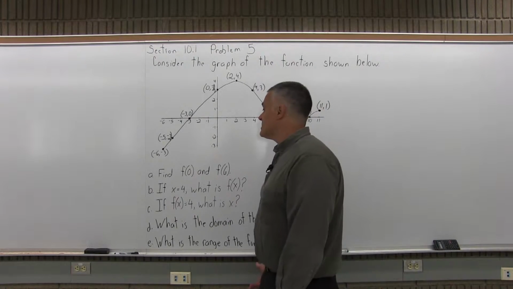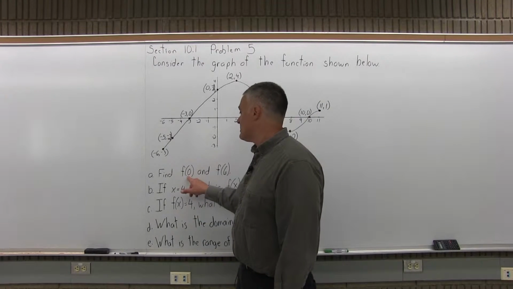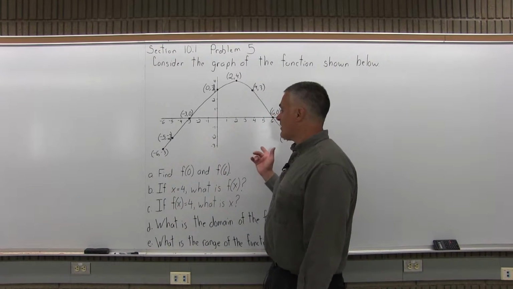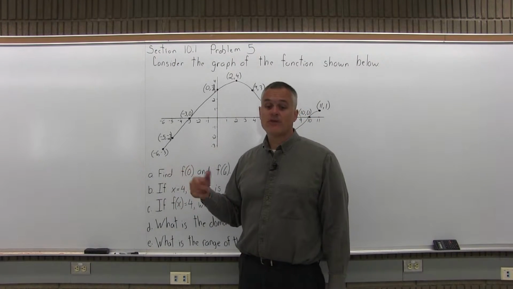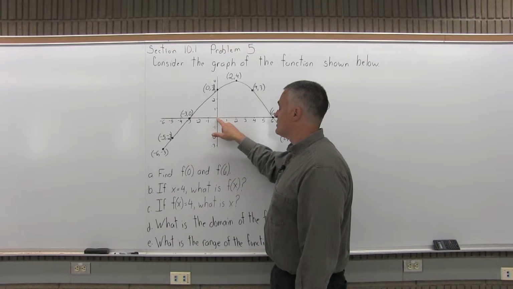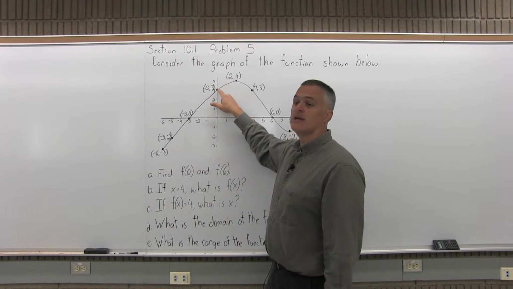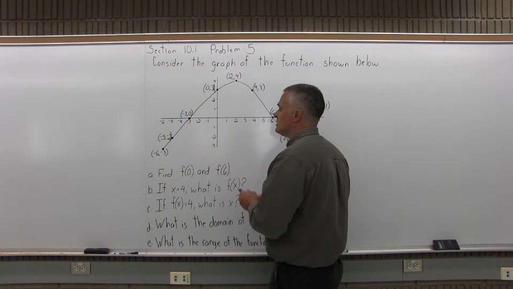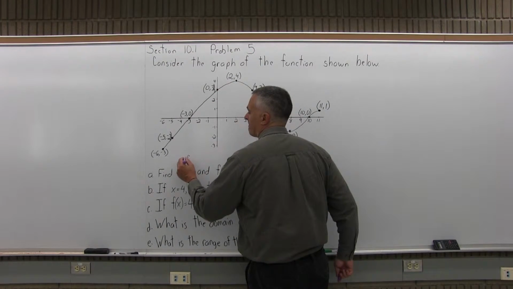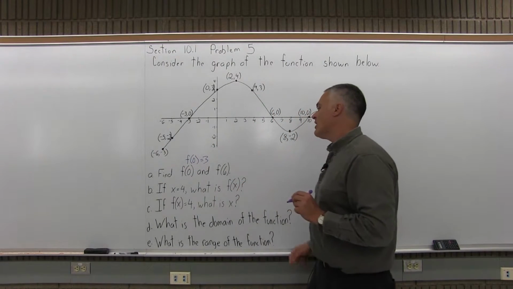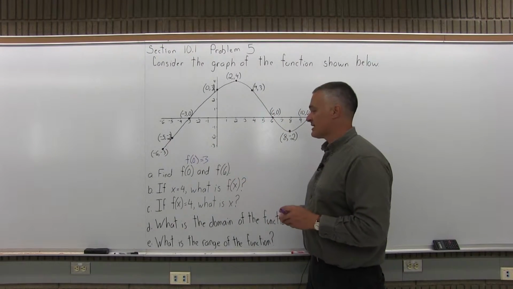So the f of 0 basically is asking you, if you put in a 0, what do you get out? Which means if you go over 0, how far up or down do you have to go before you get to the function? Well, if you go over 0 means you're right at the origin, and what you would have to do is go up to a height of 3 before you got to the function. So what you're getting out is 3. So f of 0 is positive 3.